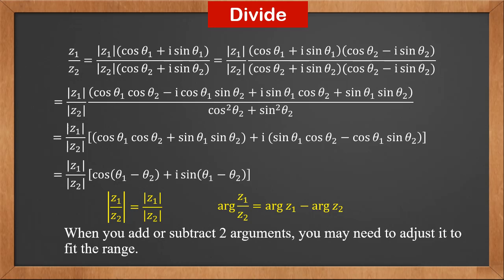When you add or subtract the two arguments, it may be out of the range of minus pi to pi, or 0 to 2 pi. You may need to adjust it to fit the proper range.